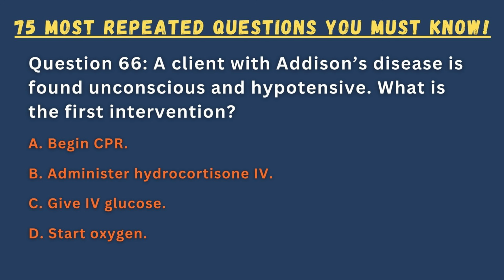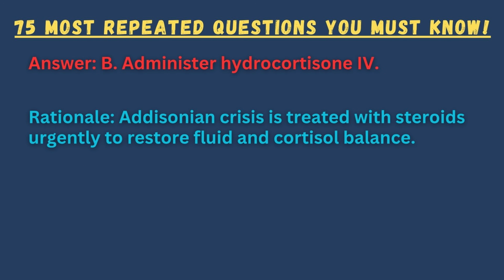Question 66. A client with Addison's disease is found unconscious and hypotensive. What is the first intervention? A. Begin CPR. B. Administer hydrocortisone IV. C. Give glucose. D. Start oxygen. Answer. B. Administer hydrocortisone IV. Rationale. Addisonian crisis is treated with steroids urgently to restore fluid and cortisol balance.